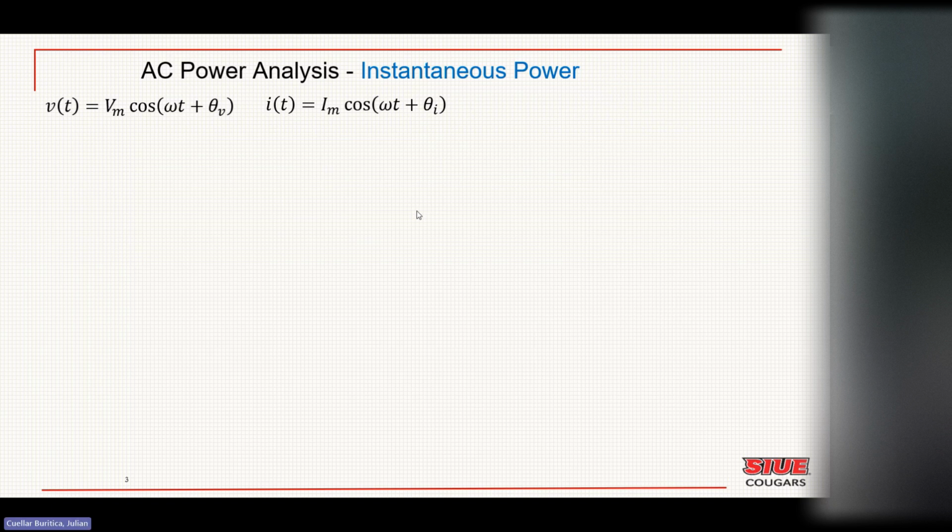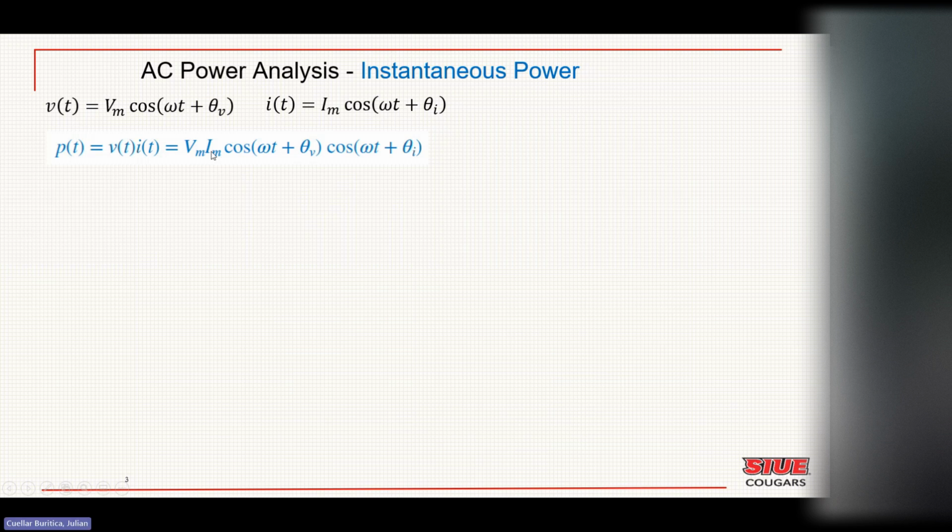Okay, then what's the definition of the instantaneous power? Here, what we are going to do is use the regular formula for the power. It means that we are going to do the product of the voltage and current. And the expression that we are going to get is something like this: Vm Im cosine of omega t plus theta sub v times the cosine of omega t plus theta sub i.